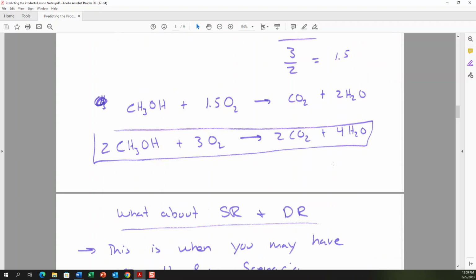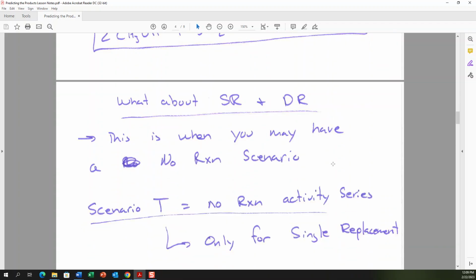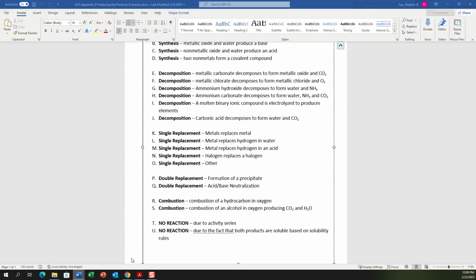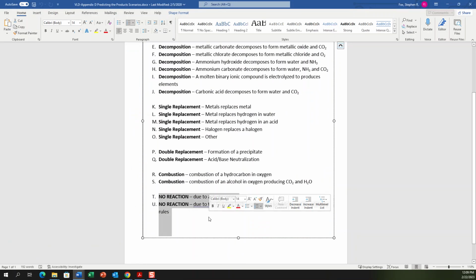So what about single replacement and double replacement? If you think you're going to have a single replacement reaction or a double replacement reaction, you have to go one more step, because there's a possibility that no reaction is going to occur, right? There's a possibility that no reaction occurs. So if we look at our predicting the product scenarios, notice down here we have two places where we might have a no reaction. Notice scenario T tells us no reaction due to activity series, and scenario U says no reaction due to the fact that both products are soluble based on solubility rules.